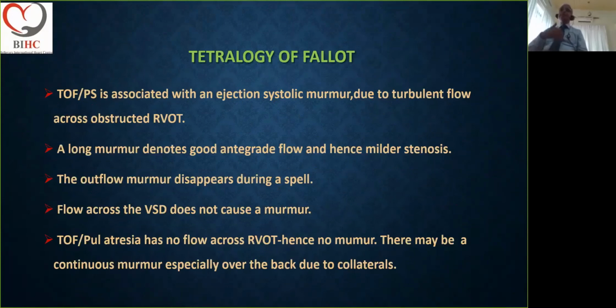Tetralogy of Fallot with a pulmonary stenosis has an ejection systolic murmur in the pulmonary area and the third space. It is because of turbulent flow across an obstructed RVOT. So if you have a long murmur in a tetralogy, it means a milder stenosis. In a spell, this will disappear because the infundibulum is shut during spell. And the flow across the VSD never produces a murmur because it's a large VSD. Tetralogy with pulmonary atresia will not have any murmur except the murmur caused by collaterals that is usually in the back.